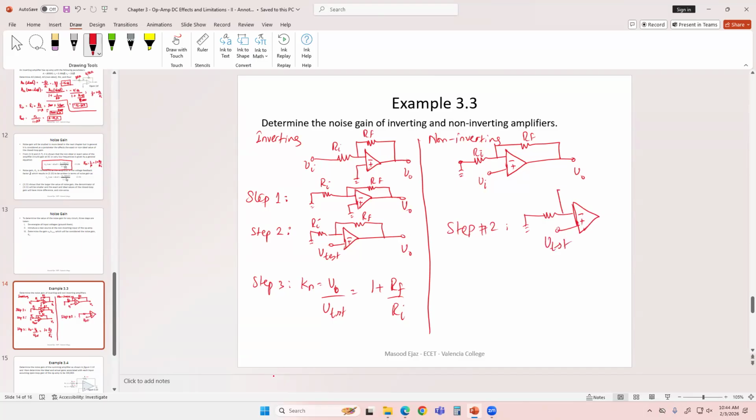V test. And since the circuit did not change, the gain is still going to be the same as the gain of the non-inverting amplifier. So Kn will be equal to V out over V test, which will be 1 plus RF over R input. So for both the non-inverting and inverting amplifier, the noise gain expression is still the same, 1 plus RF over R input.